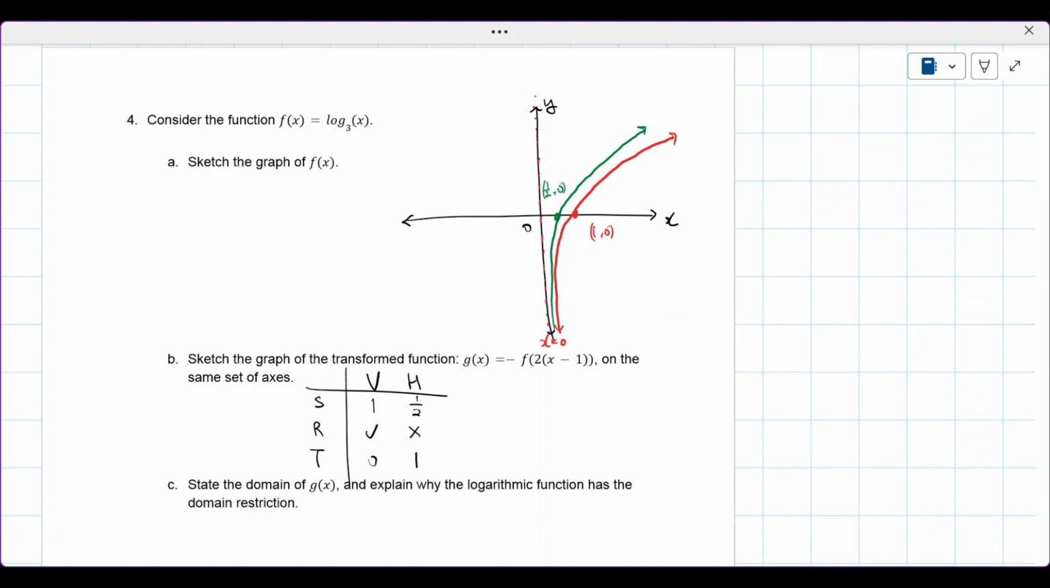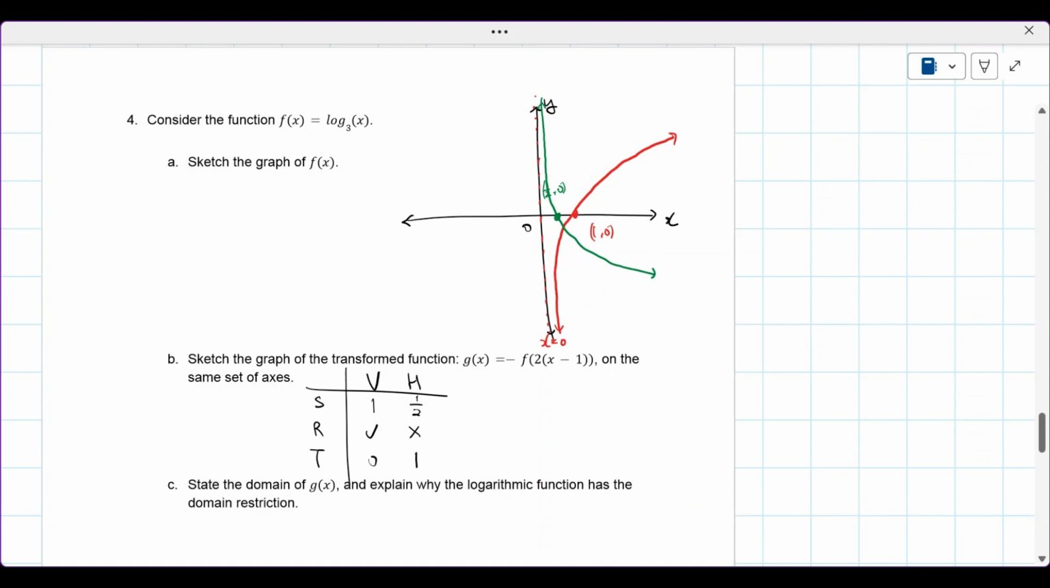Afterwards, we need to do a vertical reflection. So it means that the invariant points are x equals 0, the vertical asymptote, and 1 over 2 as the x-intercept, but the other part of the graph is reflected upside down.